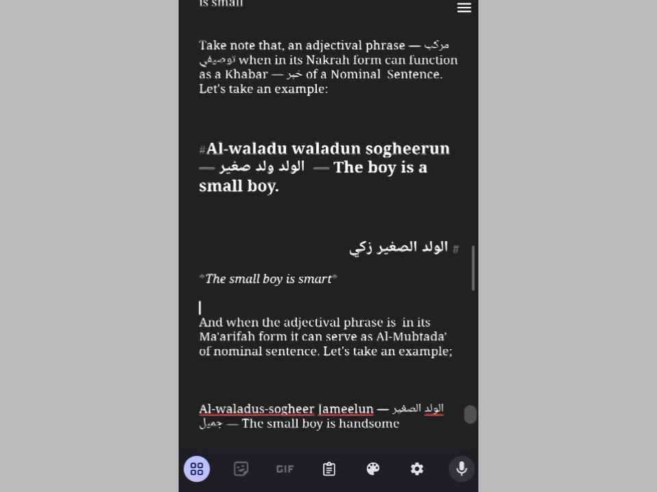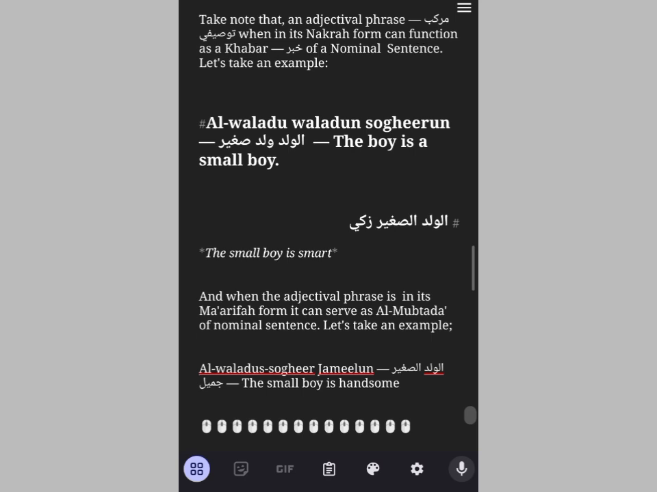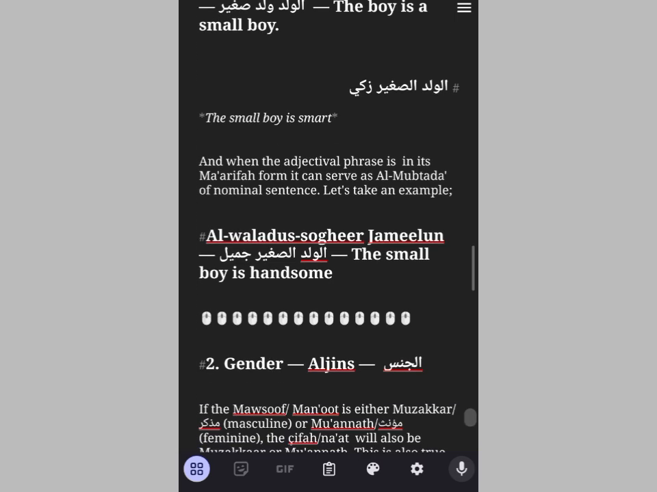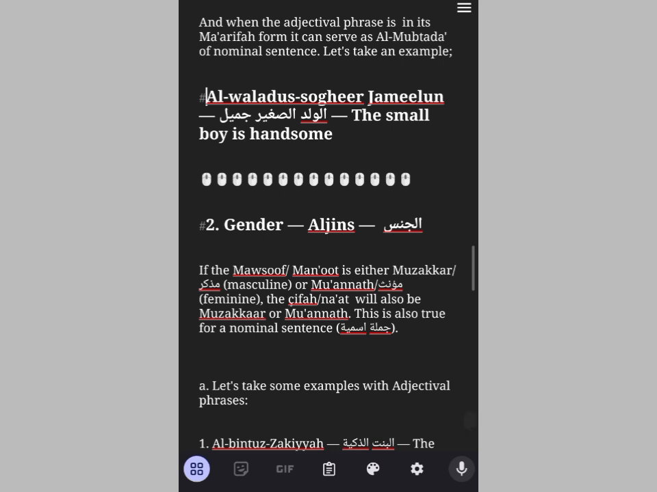In fact, there's another example here. الولد الصغير جميل. The small boy is handsome. Alright. Now let's look at the agreement in terms of gender. When your mawsuf is mudhakkar, masculine, then your sifa must be masculine. When it is feminine, it must be feminine.